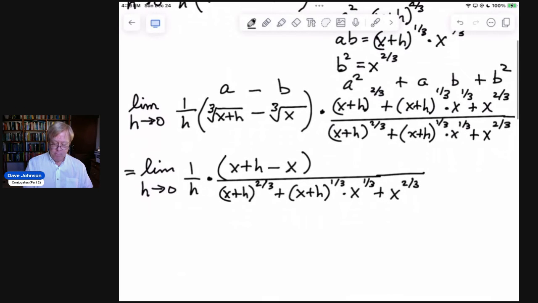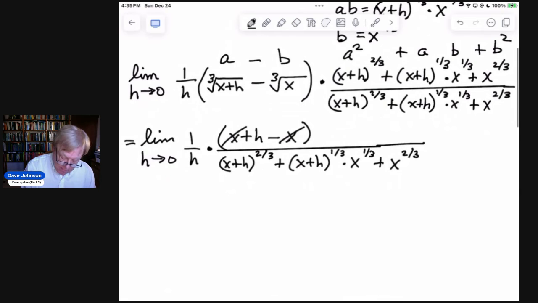Okay. Now, exactly what we wanted to happen happens upstairs. We got rid of the radicals. And the reason we needed to do that is because otherwise we'd have an indeterminate form. A minus b is 0. We don't want a 0 upstairs because we've still got the 0 downstairs and it would still be indeterminate. But now the x's cancel. So we have an h upstairs.